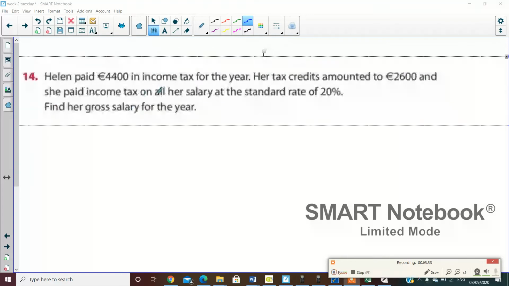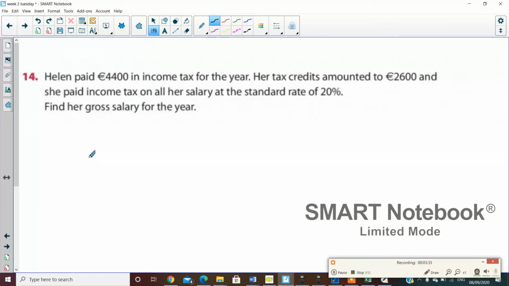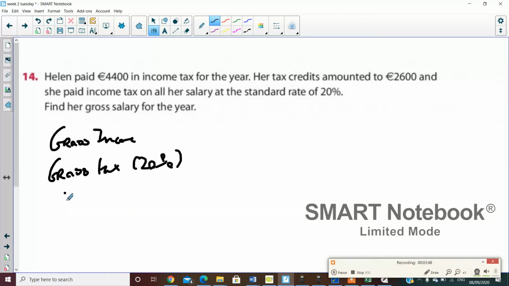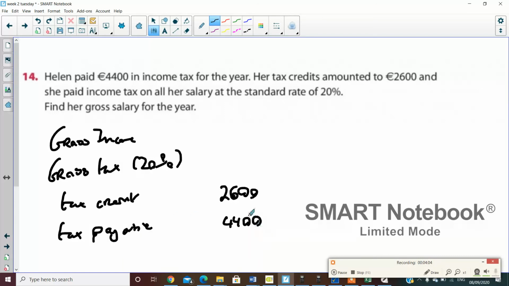All right, we got gross income, gross tax, which is taxed at what? 20%. We got tax credit, which is 2,600, and we have an income tax or tax payable, which is the amount of tax we actually paid, and that is 4,400. Add the two of them together to get 7,000.